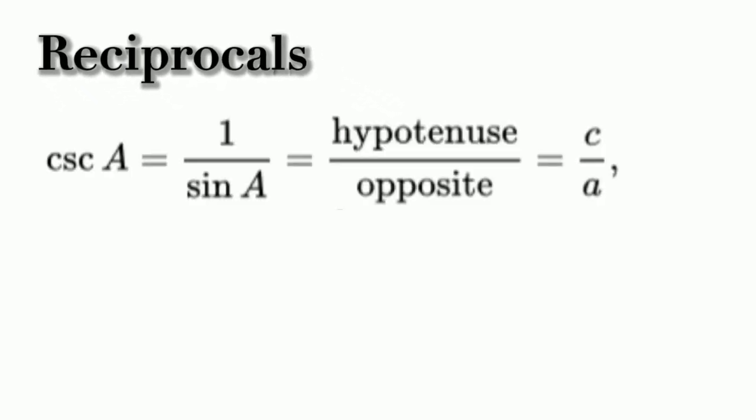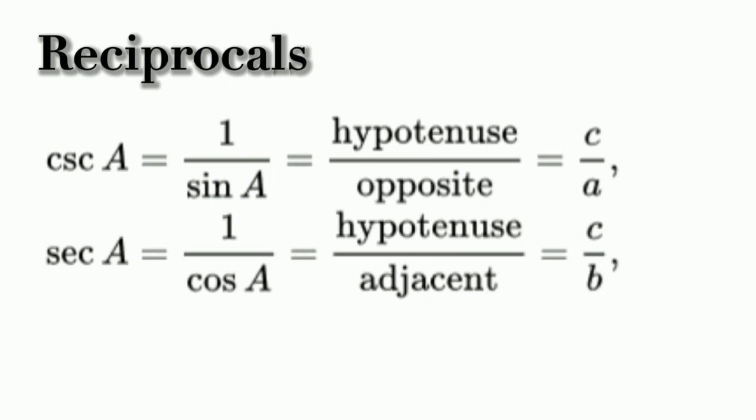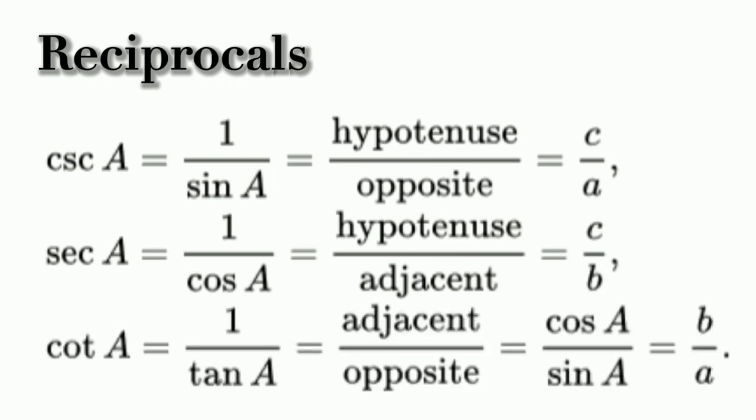These functions also have their own reciprocals named cosecant with 1 over sine, secant with 1 over cosine, and lastly cotangent with 1 over tangent.